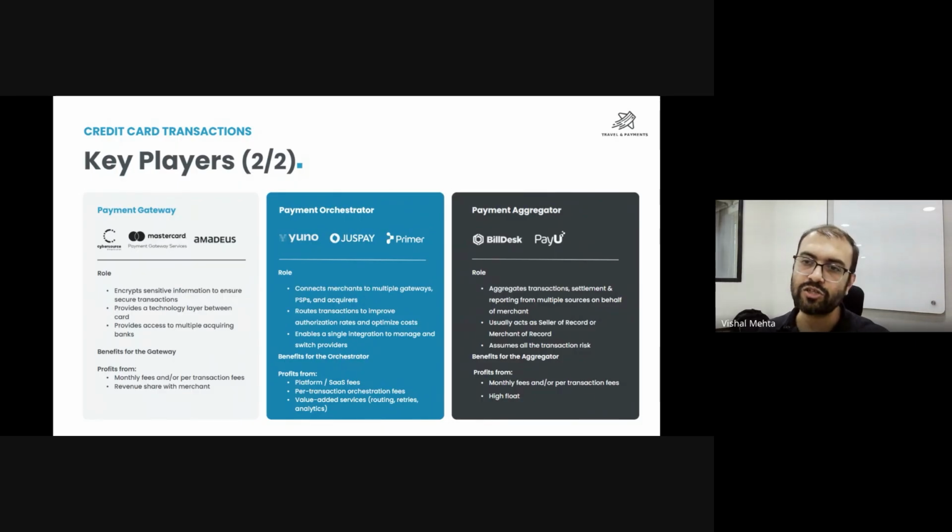It offers much more than just pure connection with the card networks or with the acquirers, which a payment gateway does. It helps route the transaction. It helps identify what is the lowest cost in a particular route. It helps the majority of merchants onboard multiple payment providers, multiple payment aggregators, multiple acquirers in a single integration, which the payment orchestrator does.